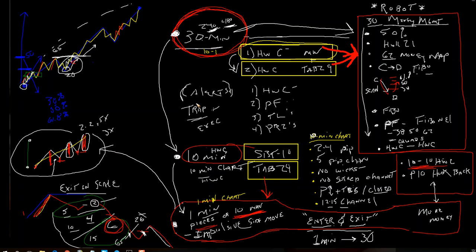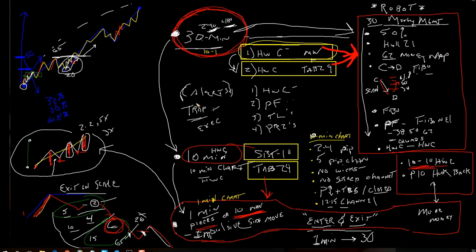How do you ever get to 144 pips? How do you ever get to 377 pips if you're going to be exiting every 5 to 7 pips and then re-entering? Talk about doing things the hard way. There's no opportunity in that. The enter and exit impulsive side move is only to trade pieces of the 10-minute wave in a 10-minute move.